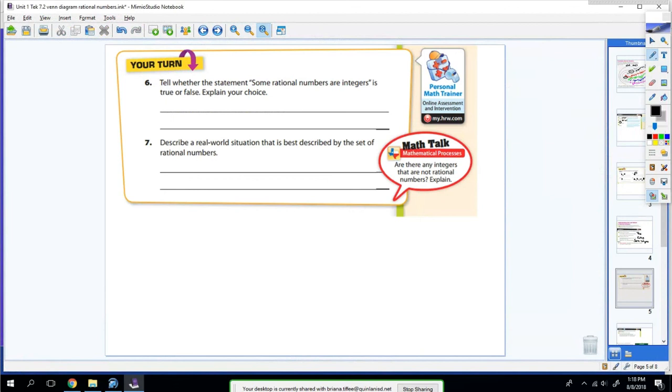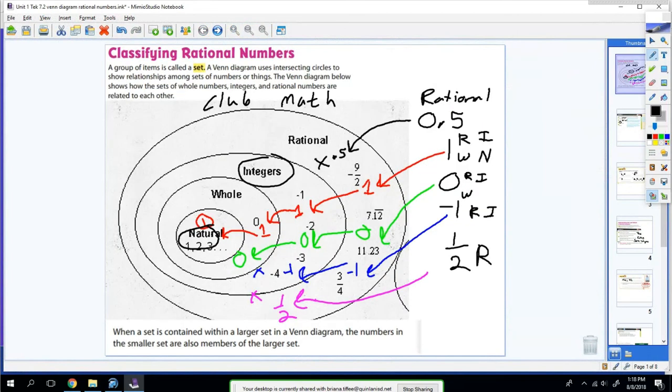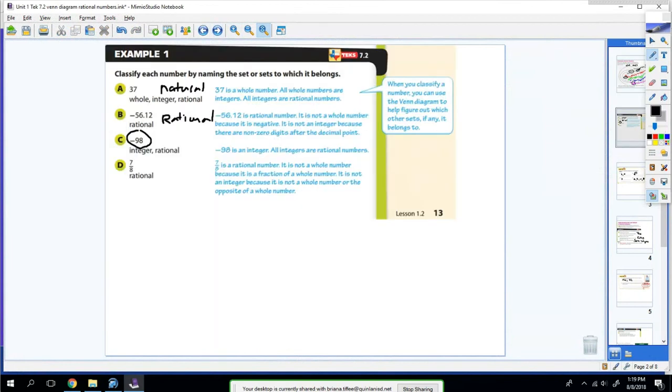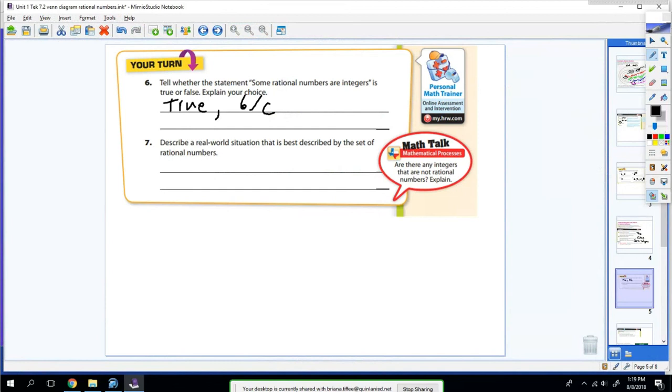All right, number 6. Tell whether the statement some rational numbers are integers is true or false. Explain. Some rational numbers are integers. This is a true statement. And I'm going to say because, I'm not going to write it out. It says because some rational numbers will go on to become an integer, but not all. You see how here we had some become integers, but like the 0.5 and the 1/2 did not because they're fractions. So it's true because of that word some. If it said all, it would be false.